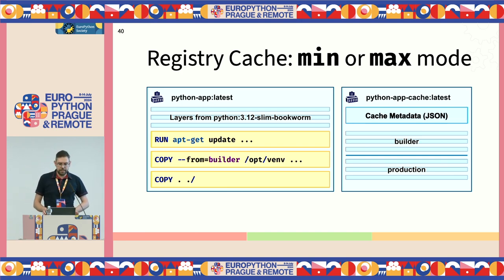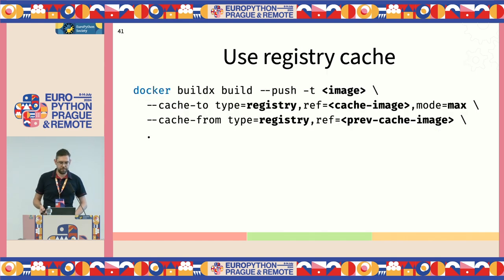If your dependencies do not change frequently, it might be generally faster to use the min mode and let the builder stage run on each dependency change. To use the registry cache, set both cache-from and cache-to. Use type registry and set the full name and tag of the image you would like to use as a cache. You can supply additional arguments to cache-to, for example, to set the cache mode.